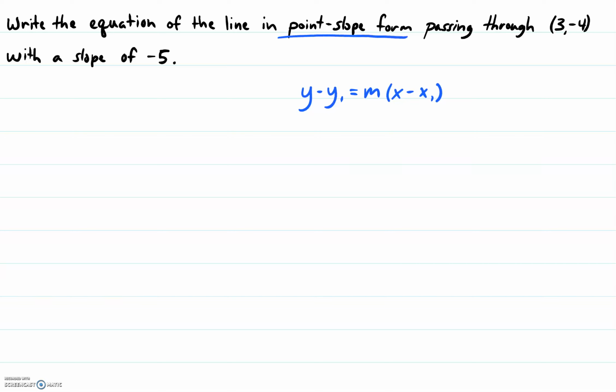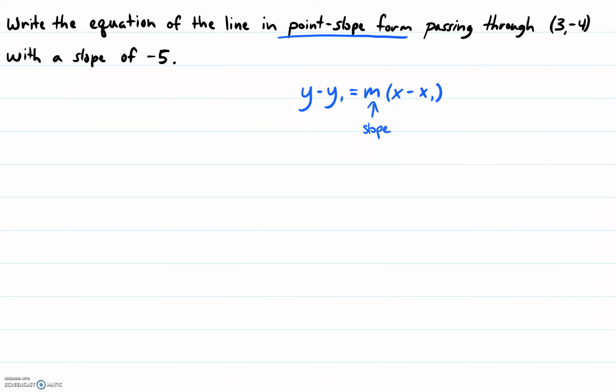What you see written in blue is the point-slope form of the equation of a line: y minus y1 is equal to m, parentheses x minus x1. So the y1 and the x1 are just numbers. They are the x and y values of a point that's on the line, and the m is going to be our slope. If you look at what we're given in this problem, you'll see that we're given everything we need to know.